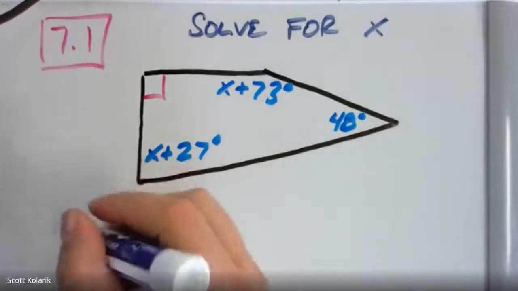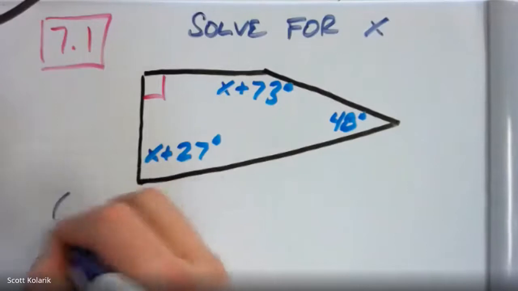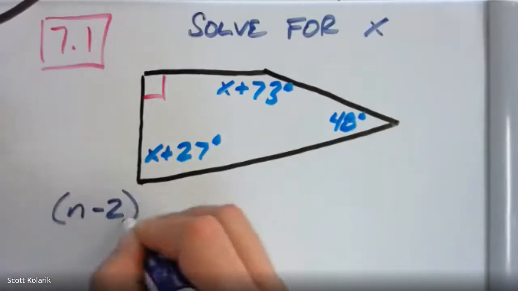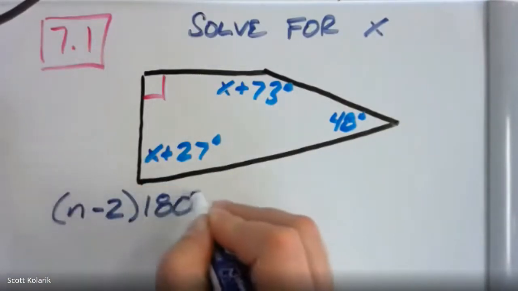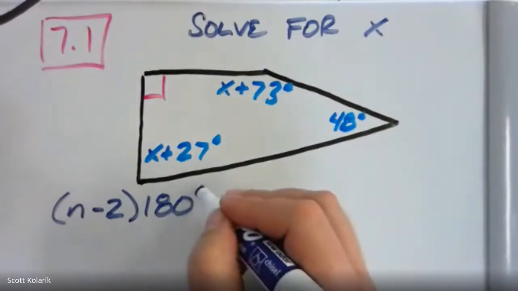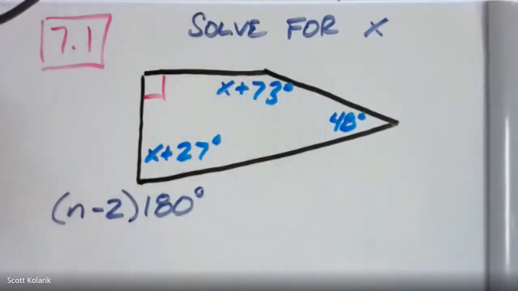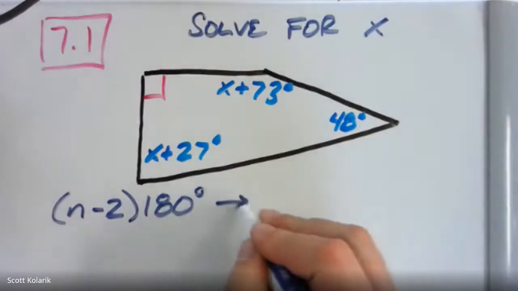All right, so the formula that we learned here in section 1 was as follows: n minus 2 times 180 degrees. Now n represents the number of sides of the figure. This one happens to have 4. Your test tomorrow will have a figure with more than 4 sides to it, so be prepared to plug in a different number for n. But in this case, I will be plugging in 4 for n.